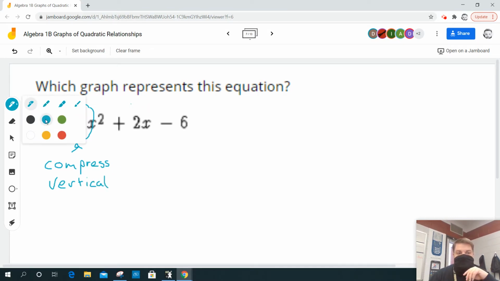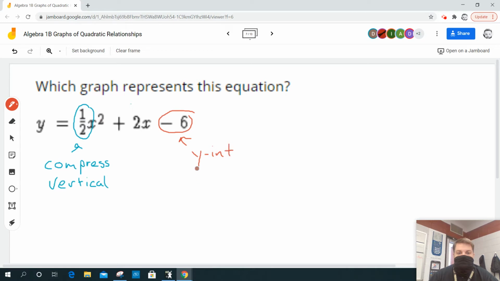This -6, okay, this is, if I plug in 0 for x, this term goes away, this term goes away, and this will be my y-intercept. In other words, my y-intercept will happen at x equals 0, y equals -6. It's positive because my a term, and let's label that real quick too.